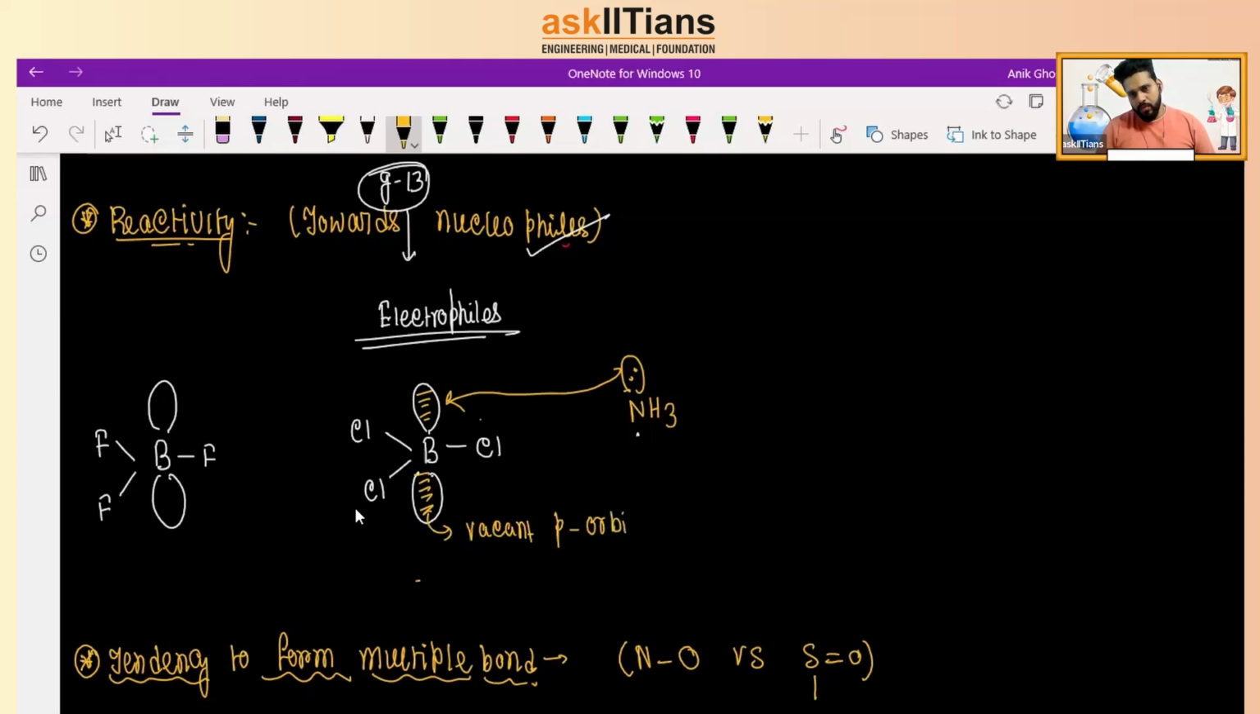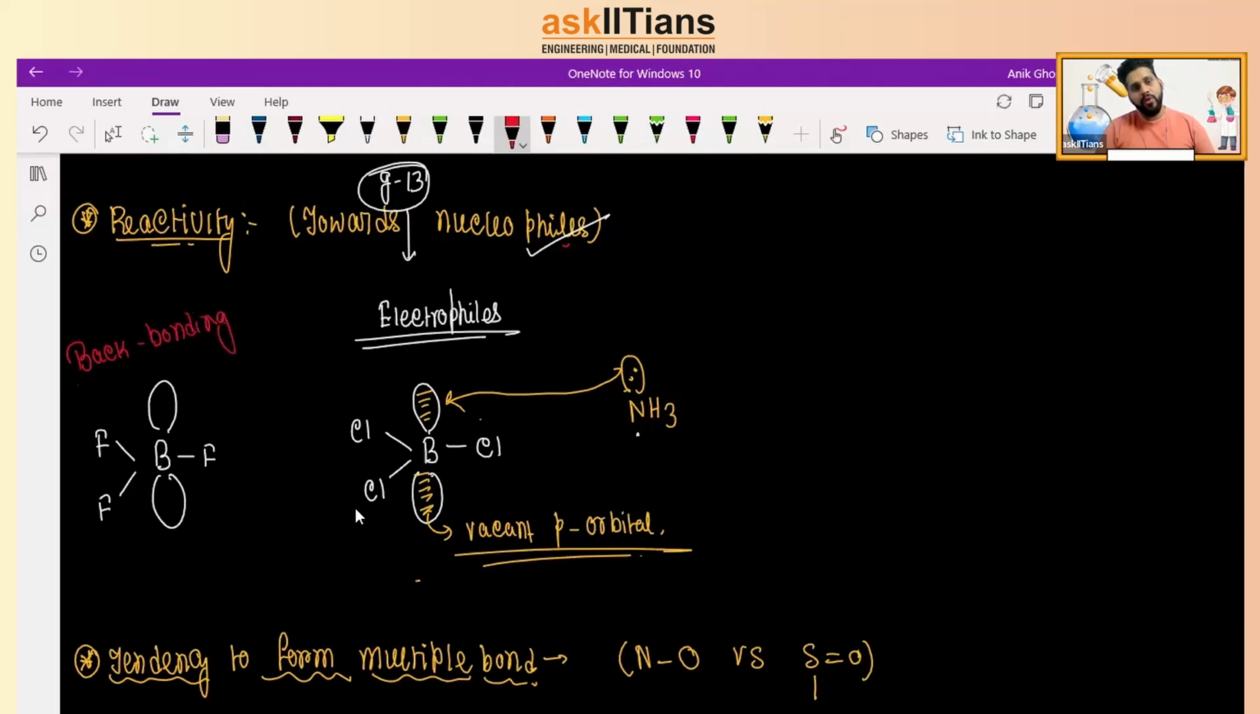Vacant p orbital, right? So these people can do that, right? But the point is, guys, for BF3, this orbital is not entirely vacant. What happens is, there is an important thing that we should be talking about here. That is the concept of back bonding. What is this concept of back bonding?